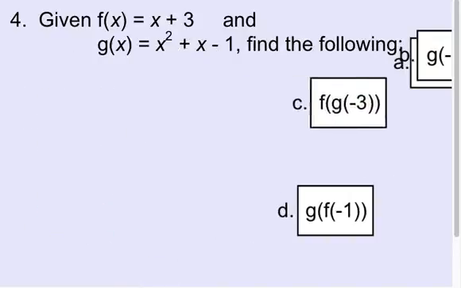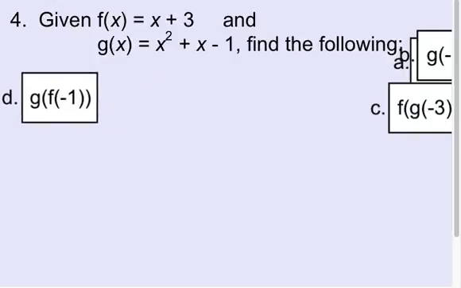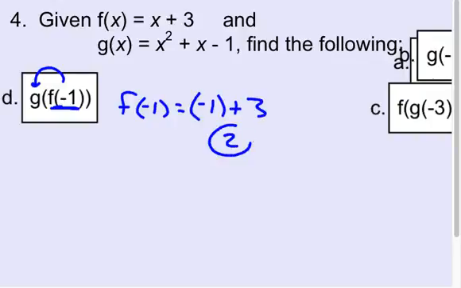So we'll get rid of C, bring this one over. Work your way inside out. So first I want to find f of negative 1. And whatever that number is, I'm going to plug it into the g function. So it's negative 1 for x plus 3. Well, this is 2. So f of negative 1 is equal to 2.